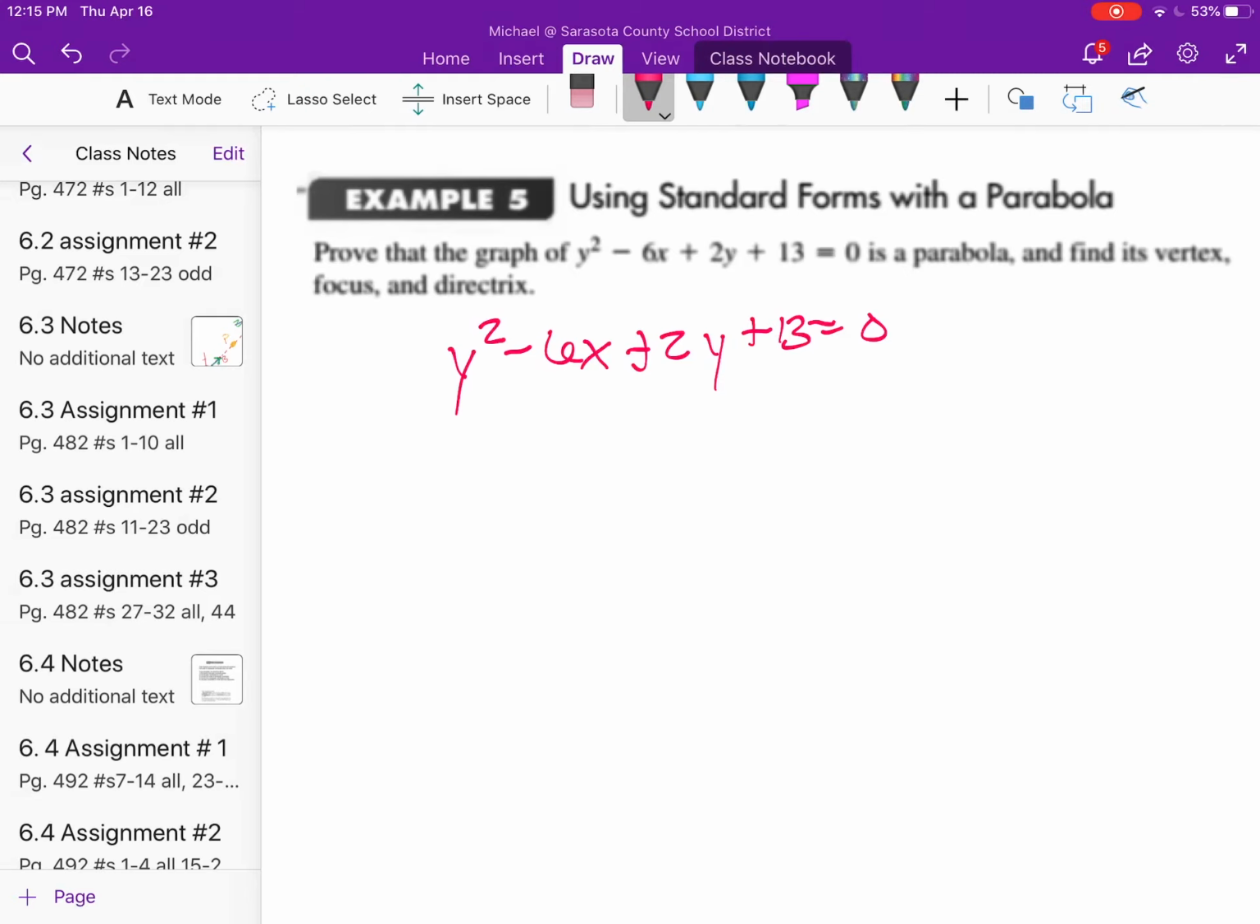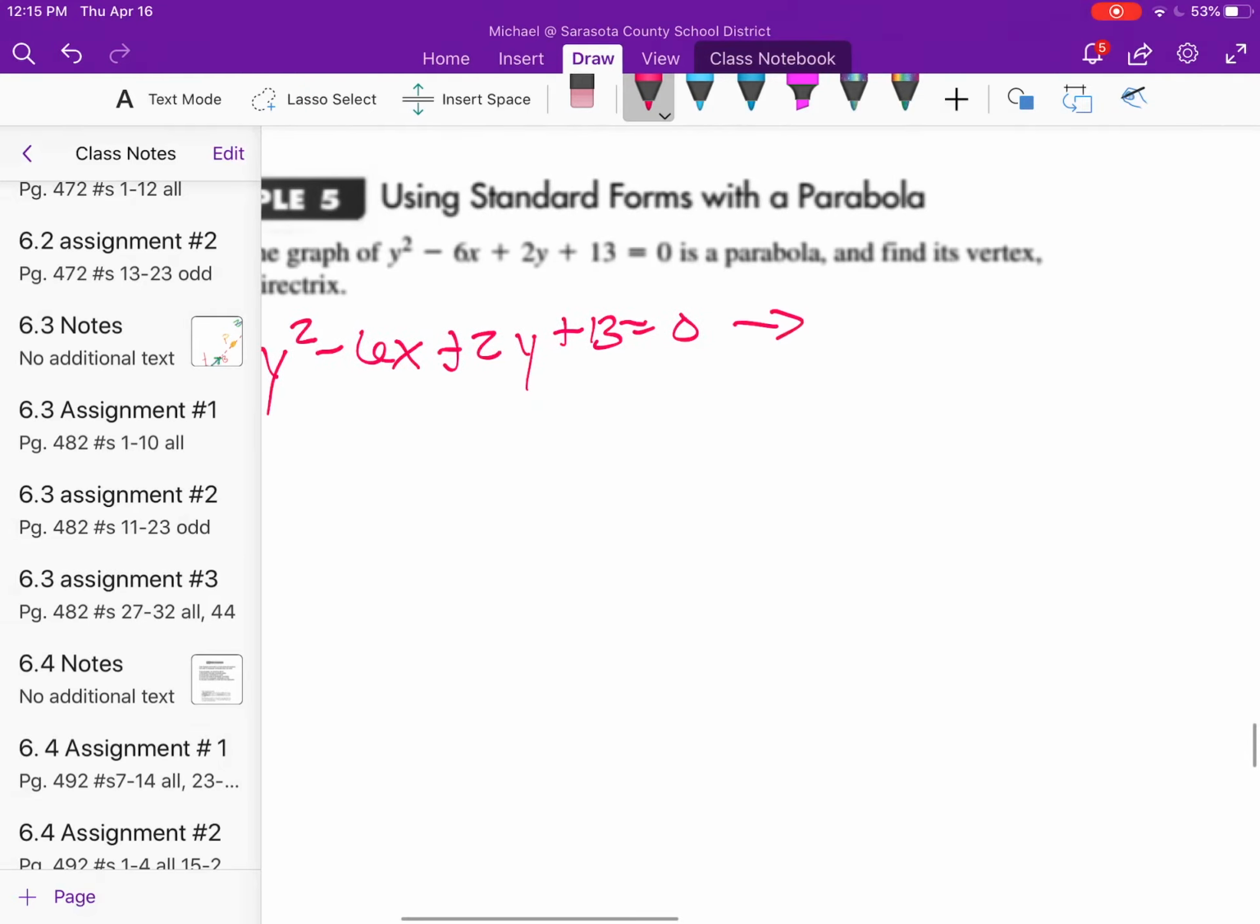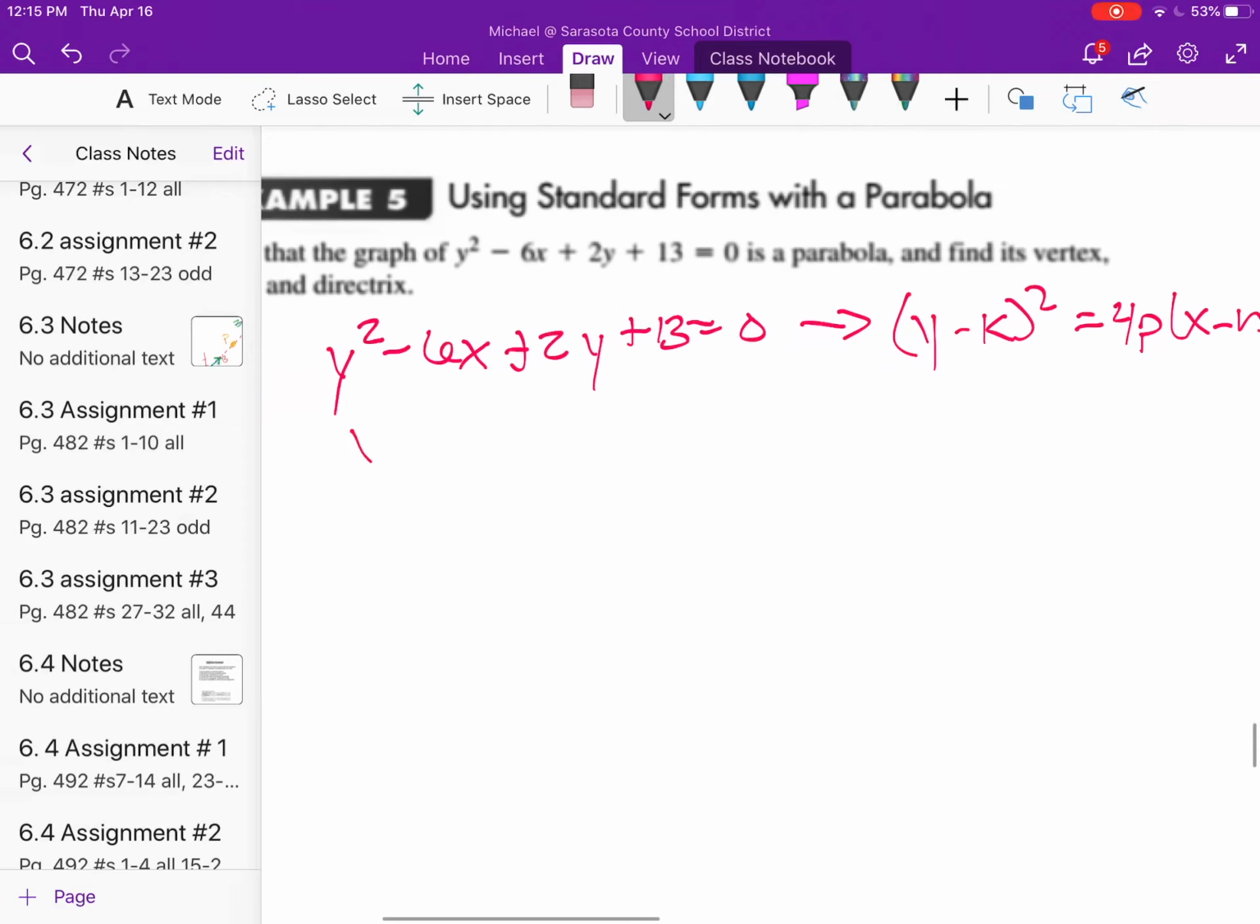then I want to put everything else on the right-hand side because my goal is to transfer this to y minus k squared equals 4p times x minus h. That's what I'm trying to get to here. And so I want to go ahead and move everything that's not y onto the other side.